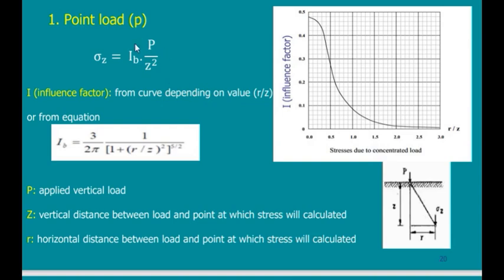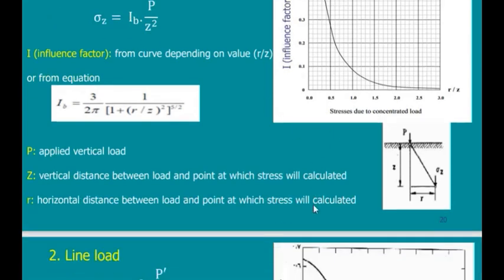What about the effect of the distance? The effect of the distance is given by something called IB, which is an influence factor. This influence factor I can deduce from this table or from an equation. This is the equation of the table. I just substitute with the factors. Here it depends on R by Z. I get the value of R by Z, move upward, then horizontally to get the I, substitute in this equation, then I can get the stress due to a point load at any location in the ground.